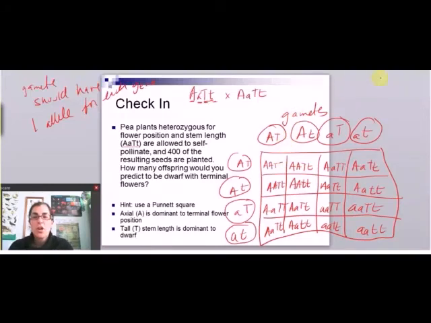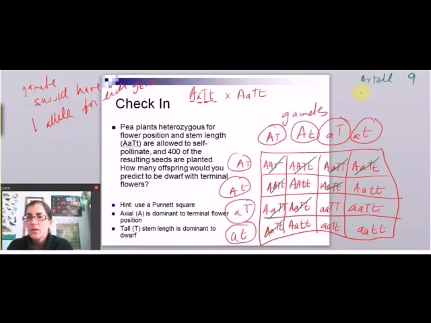Now I need to interpret what happened. So I'm going to start by looking for axial tall. So this one would be axial tall, this would be axial tall, because remember, those are the dominant traits. So I'm just looking for dominant alleles there. This one would be axial tall, this one, this one, this one, this one, and this one would be axial tall. So that's 1, 2, 3, 4, 5, 6, 7, 8, 9 axial tall.